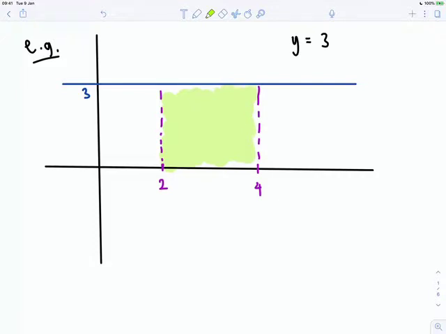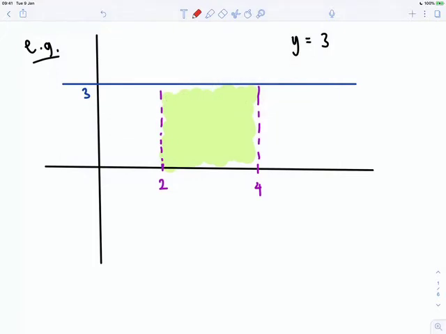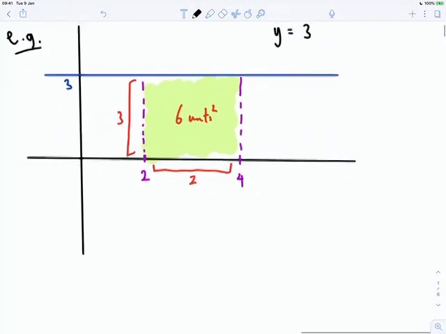And you're probably thinking, well, that's a silly question. Why? Because it's clearly a rectangle with height of 3, because the curve is y equals 3, so it's 3 high, and the base is 2 to 4, so it's 2 wide. So this is clearly 6 units squared. I don't need to do any calculation. Okay, well, how about we integrate and see what would have happened?